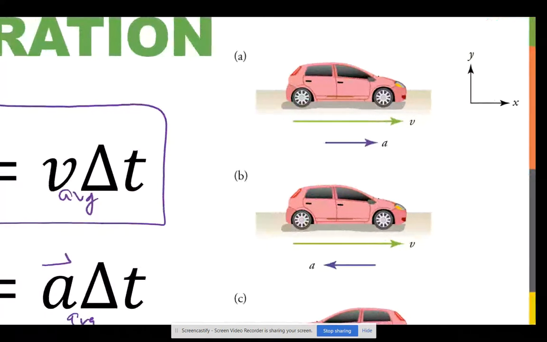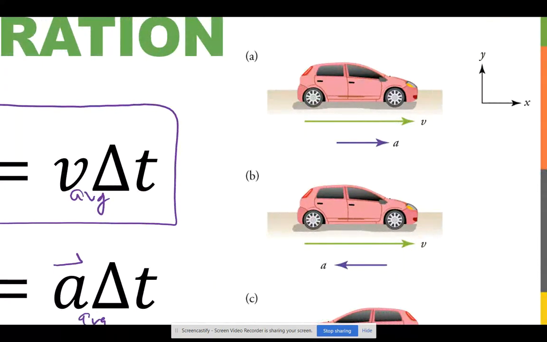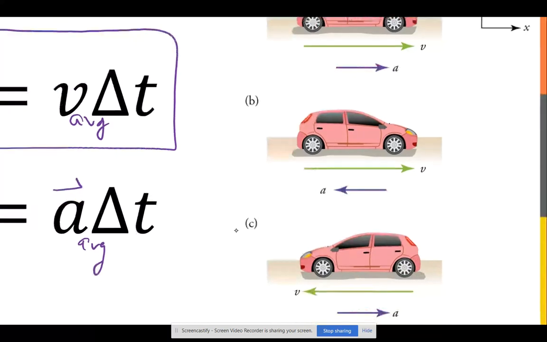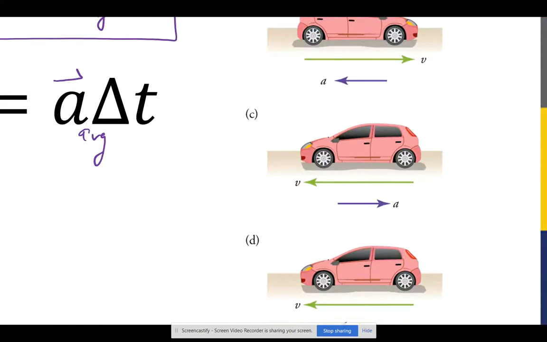Okay, well there. If we look at these pictures, the first picture shows a green arrow for velocity. The velocity is going forward. It shows a purple arrow for acceleration. The acceleration is forward. What's happening to the speed if the acceleration is the same direction as the velocity? Speeding up. Okay, the second one has the acceleration opposite to the velocity. What's happening to the speed now? Slowing down. If we go down, the car's just turned around.